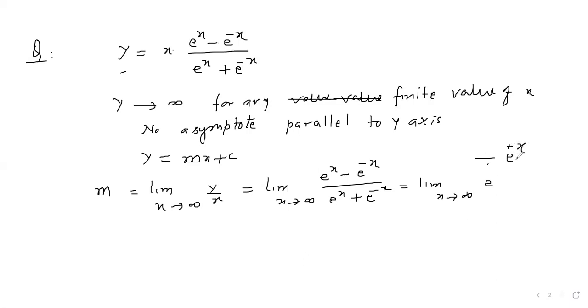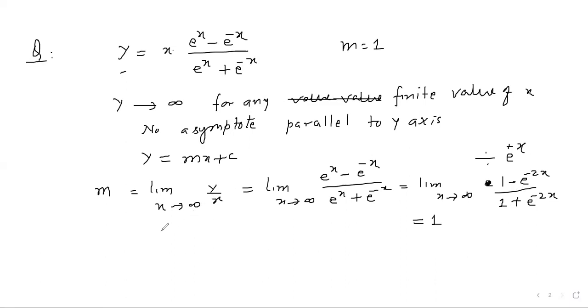Sorry, we have to divide by e power x. It will be better. So then the first term will become 1. The second term will become e power minus 2x divided by this, which will become 1. And this term will become e power minus 2x. And when we put x equal to infinity here, we will get its value as 1. So we have got the value of m as 1.